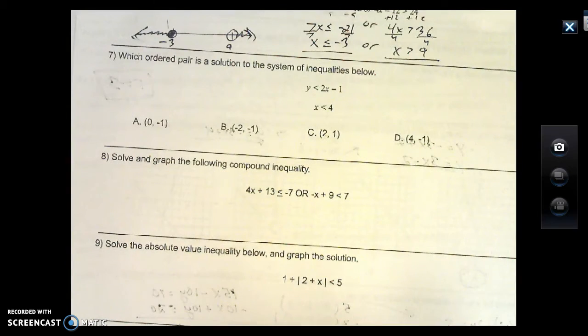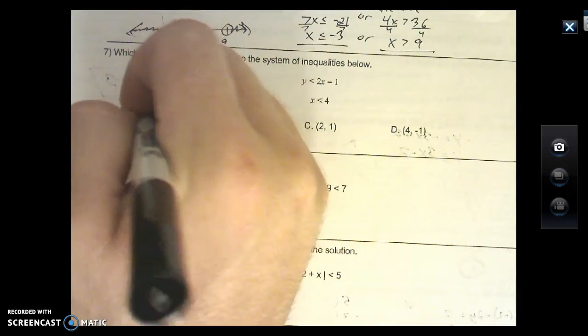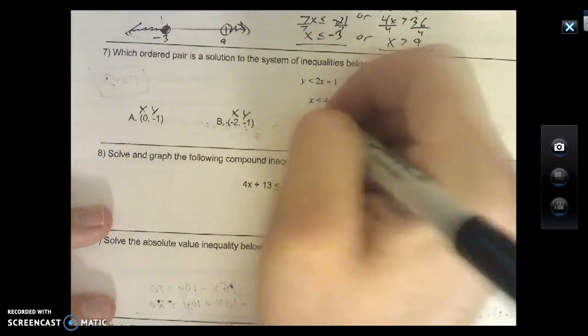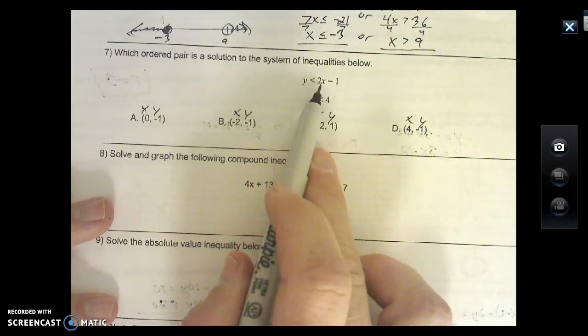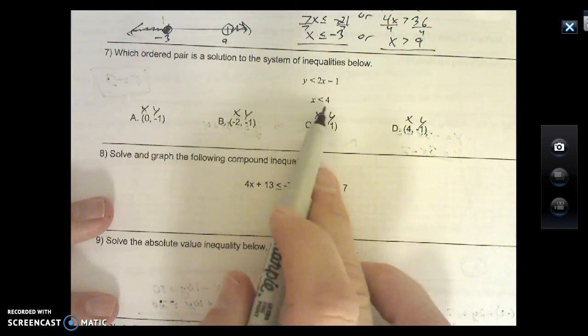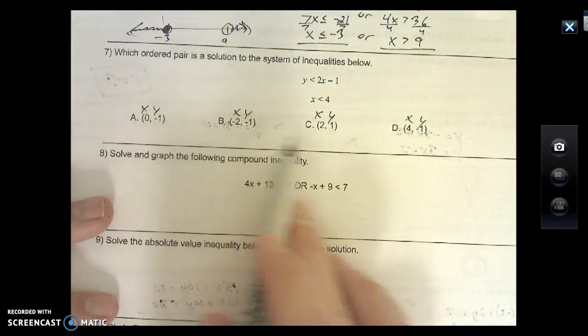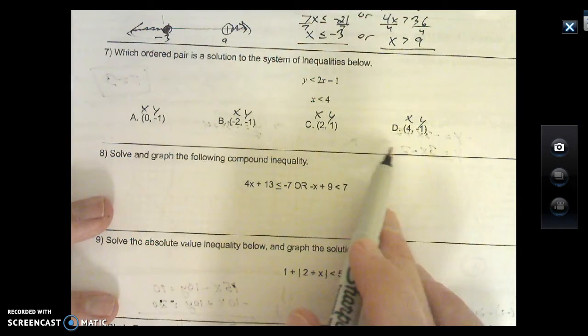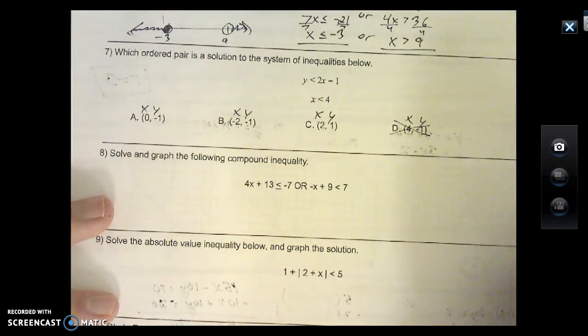Which ordered pair is the solution to the system of inequalities below? Alright, each of these is an x, y. All you are doing is plugging them into these inequalities. Now, check this one out. x is less than 4. Here are all my x values. 0, negative 2, 2. They're all less than 4. But 4 is not less than 4. So you can cross that one off right away.